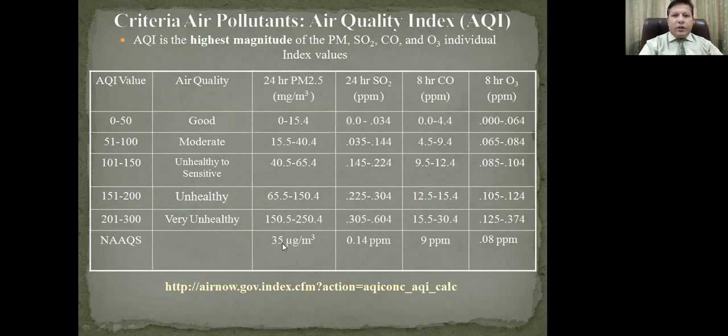The NAAQS standard has 35 micrograms per meter cube for particulate matter, 0.14 for sulfur dioxide, 9 ppm for carbon monoxide, and 0.08 ppm for ozone. So these are the standards and limitations of the air quality index. When we have to measure the air quality index of any city, we have to check the sulfur dioxide, carbon monoxide, and ozone concentration for 8 hours and 24 hours, and particulate matter in air for 24 hours.